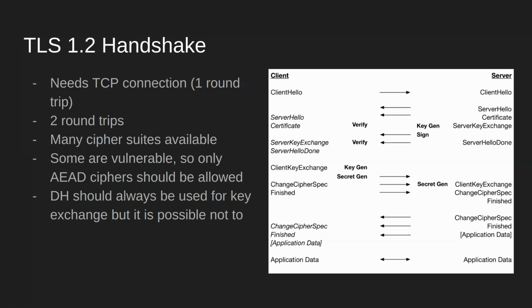Yeah, Diffie-Hellman without any signatures is vulnerable to man-in-the-middle attacks. TLS doesn't have that. Right, so the handshake starts with a TCP connection. That takes a round trip, and then in TLS 1.2, there are 2 round trips.